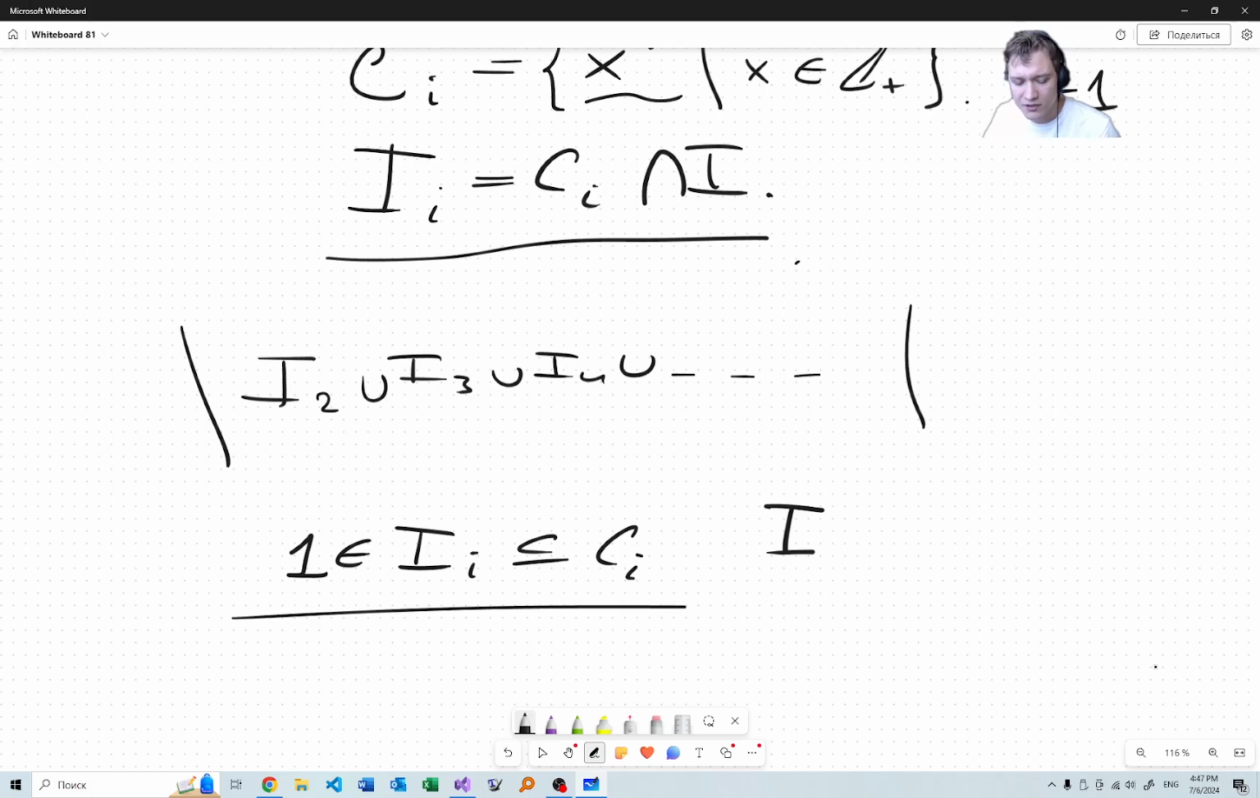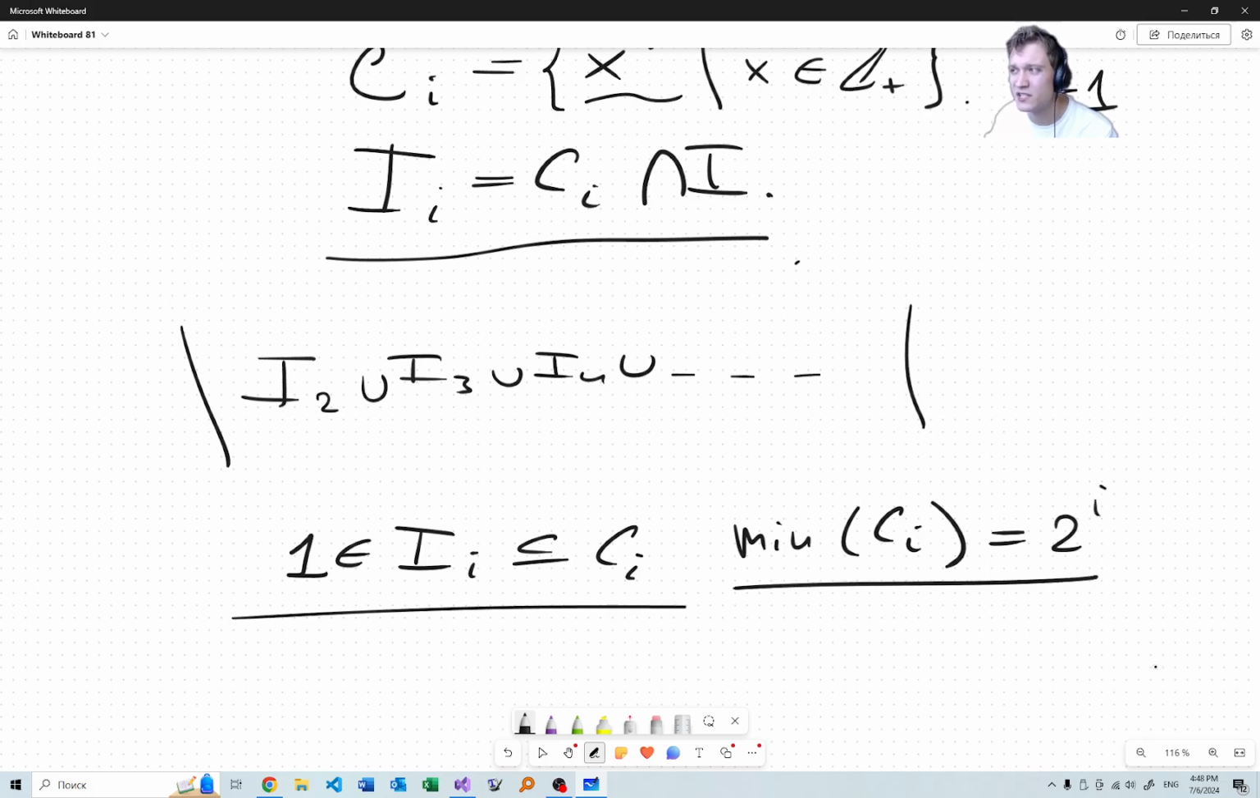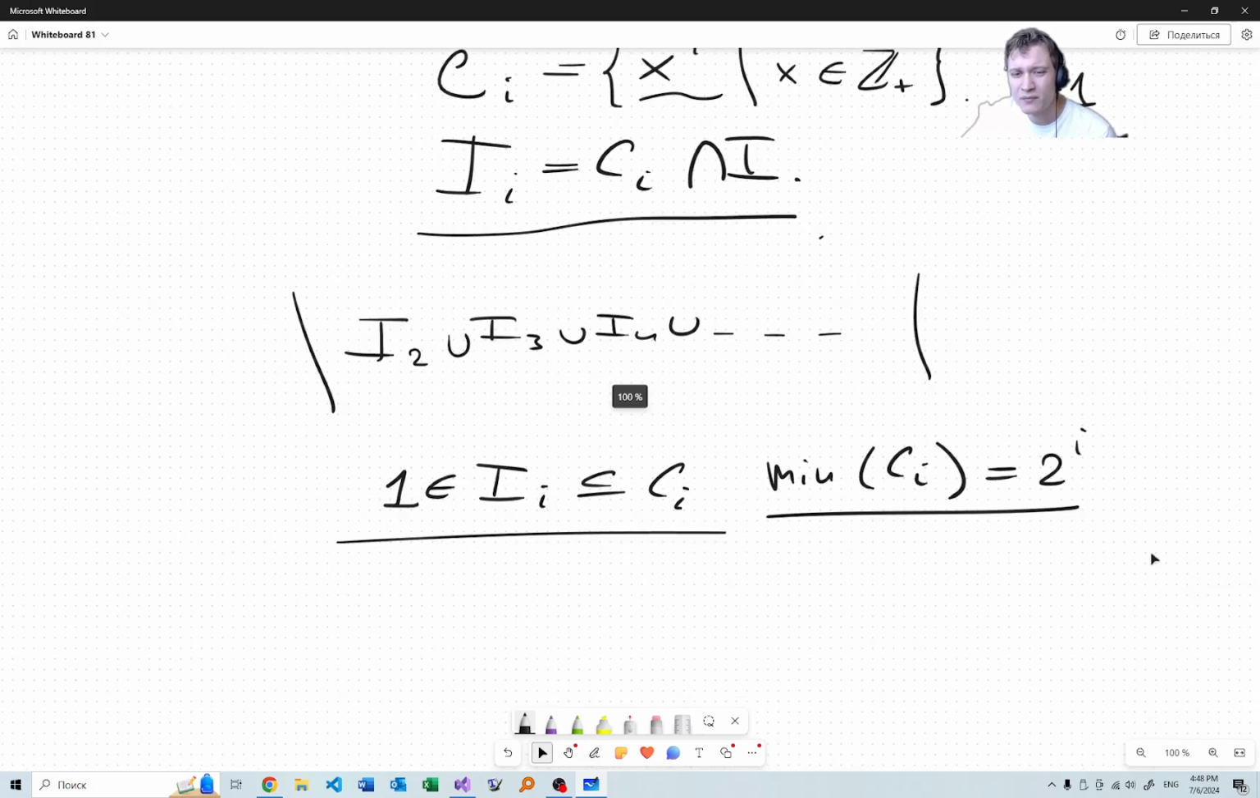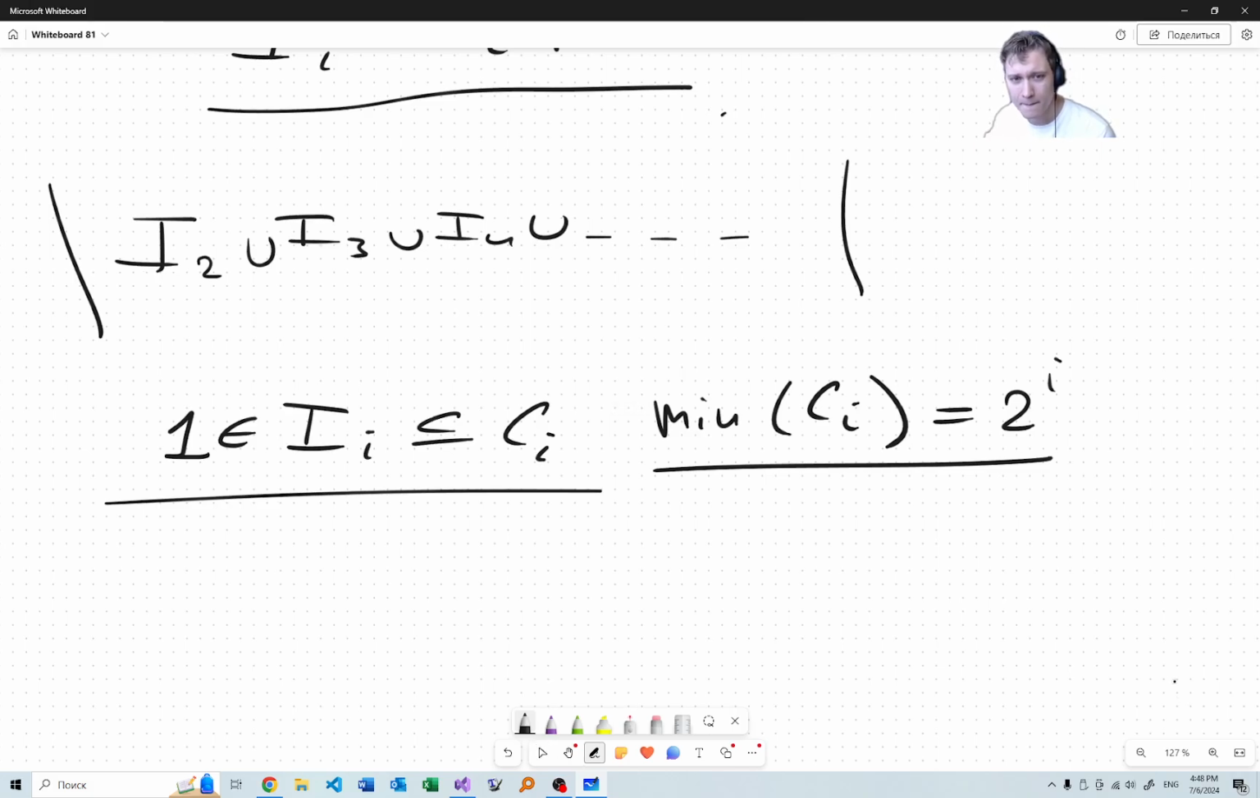Okay, now actually you can say that the minimum number in Ci is not 1. It is 2 to the power I. This is the minimum number in the set Ci. Since this is the minimum number in the set Ci, sometimes it can be bigger than n actually.